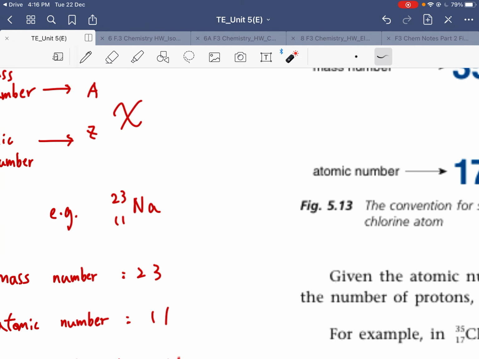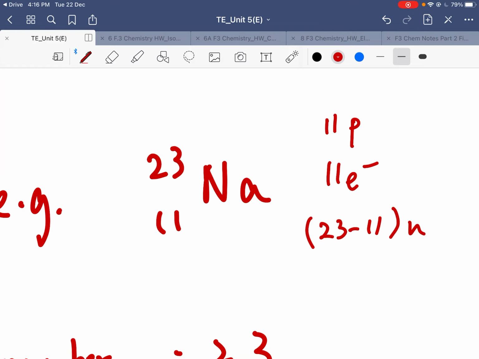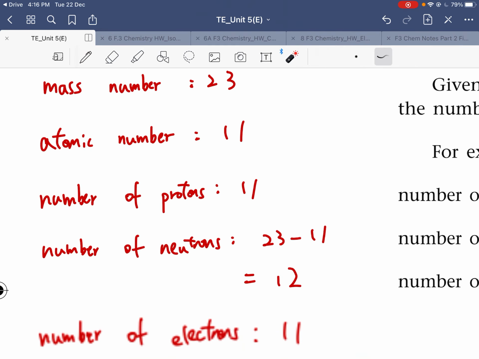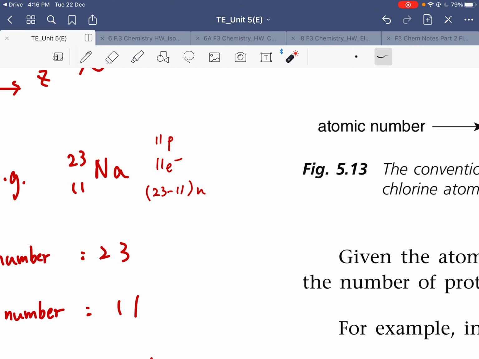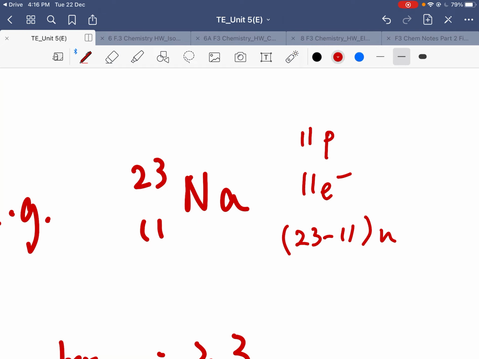So for example, guys, you have sodium 23, we call it. The atomic number is 11. So 11 protons, 11 electrons, and 23 minus 11 neutrons. That means 12. This is how you read it. You just need to remember the position. 23, on the top left hand corner, is the mass number. On the bottom left hand corner, it is the atomic number. If you don't mix it up, you won't have questions. It's a very simple calculation actually. And this is mass number.